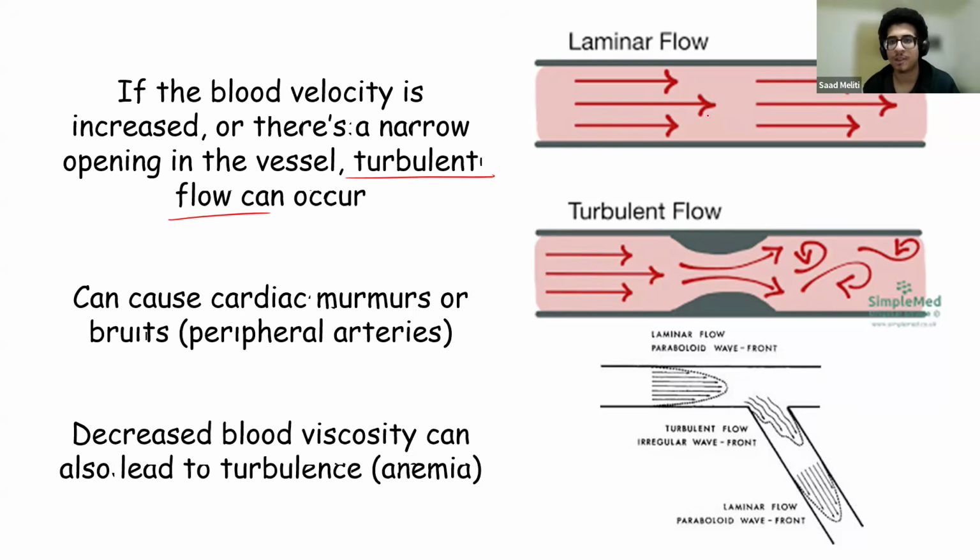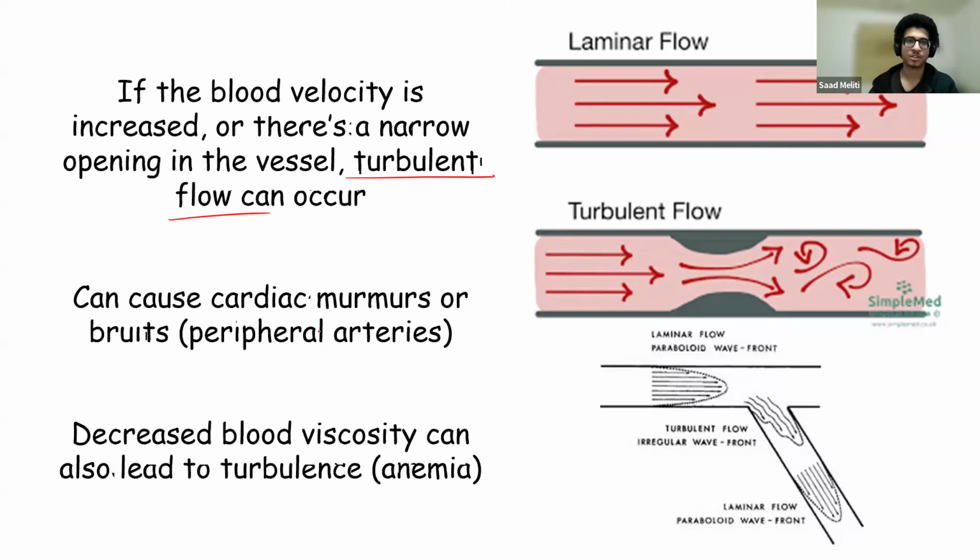Turbulent flow. Remember laminar flow, we had in the center the fastest flow, and near the vessel wall, we had the slowest flow. Look at turbulent flow. You can't understand what's going on. It's very random. The flow doesn't make sense at all. It's random flow, okay? That's turbulence, okay? That's it. Now, turbulence can cause something called a cardiac murmur or a bruit, okay?